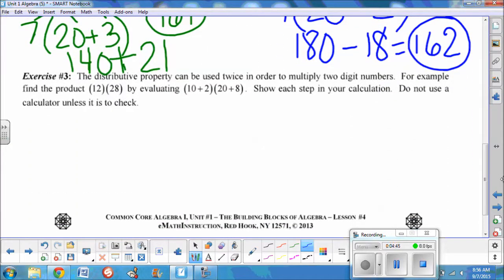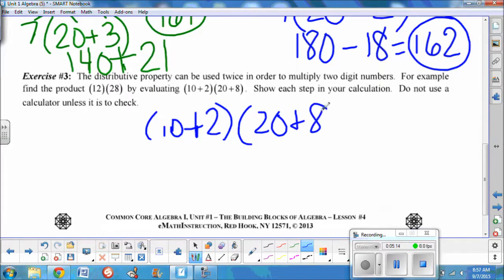It says the distributive property can be used twice in order to multiply 2 digits. For example, find the product of 12 times 28 by evaluating 10 plus 2, which is 12, and 20 plus 8. Show each step in your calculation. So if I'm going to look at that, I'm going to rewrite. So 10 plus 2, 20 plus 8. Distributive property twice. What do you mean by that?